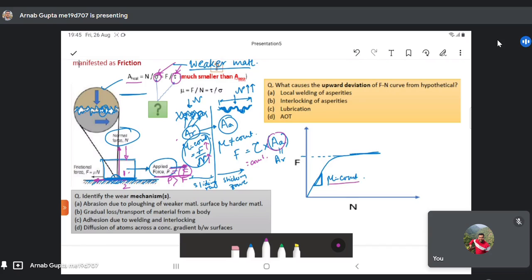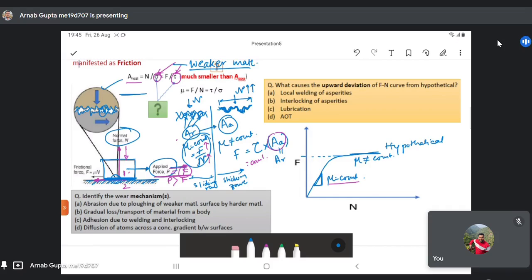But at higher values of N, the real area approaches the value of the apparent area, and hence the friction force gradually attains a constant value. But in this region, you can see that mu is not a constant, that is, the coefficient of friction is not constant here. However, this is the hypothetical case.